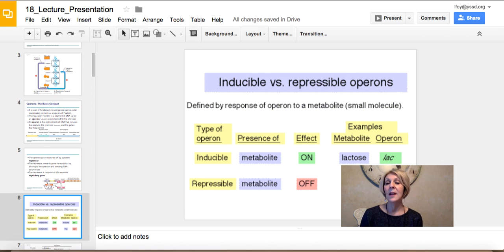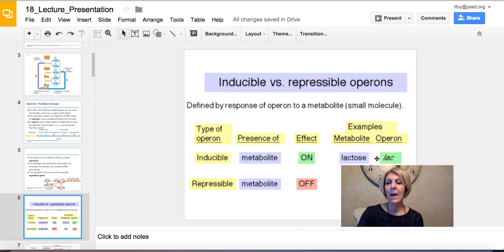Tryptophan is an amino acid that bacteria are going to want to make. They need to make enzymes to make that, and that's something they generally keep turned on. They keep making tryptophan, keep making tryptophan. But when the amount of tryptophan builds up, there's got to be a way to turn that off. And so there is a way to repress it. So the tryptophan operon is normally on, but then can be turned off, in bacteria. Remember, this is all in bacteria.